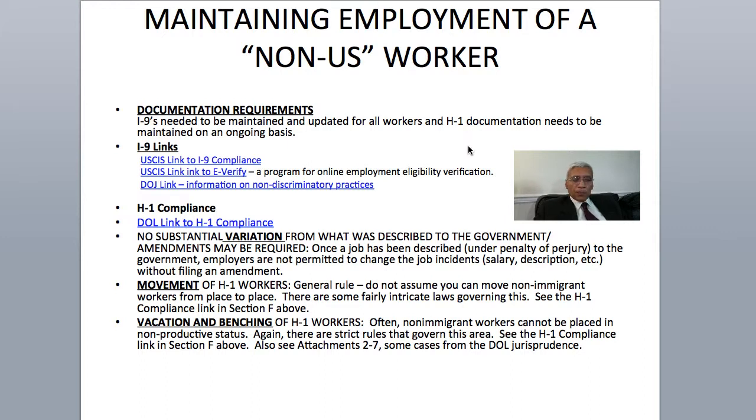Note also that for H-1 workers, you can't bench them. You cannot just tell them, look, I have no work for you for the next month, why don't you sit at home? There are strict rules, very strict rules that govern this area. See the H-1 compliance link. Also see attachments 2 to 7. There are some of the cases that arise from the Department of Labor's jurisprudence, which means from the level of administrative law judge to the review board to the courts. So various areas of Department of Labor's jurisprudence.